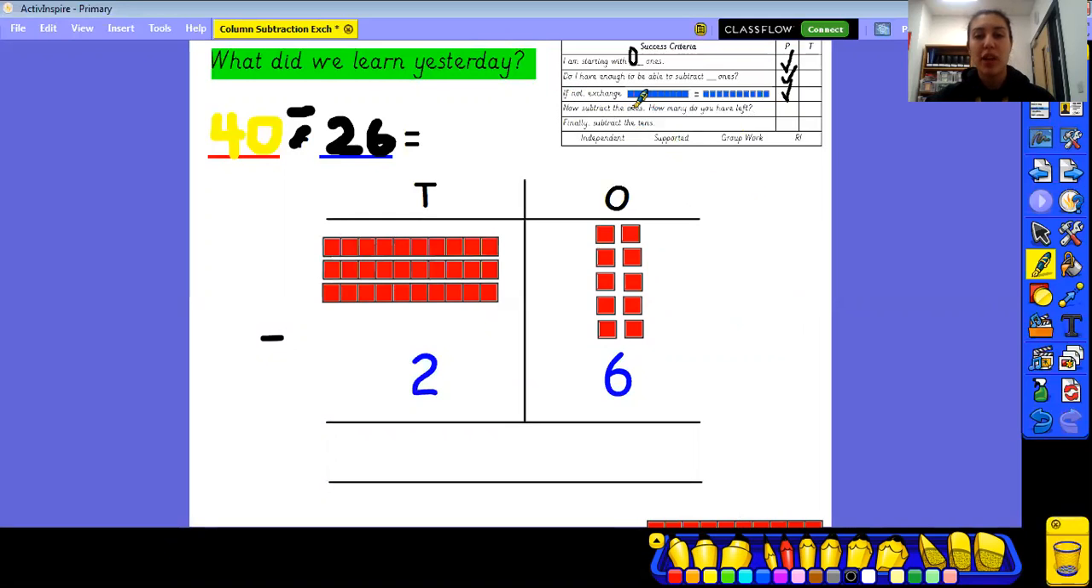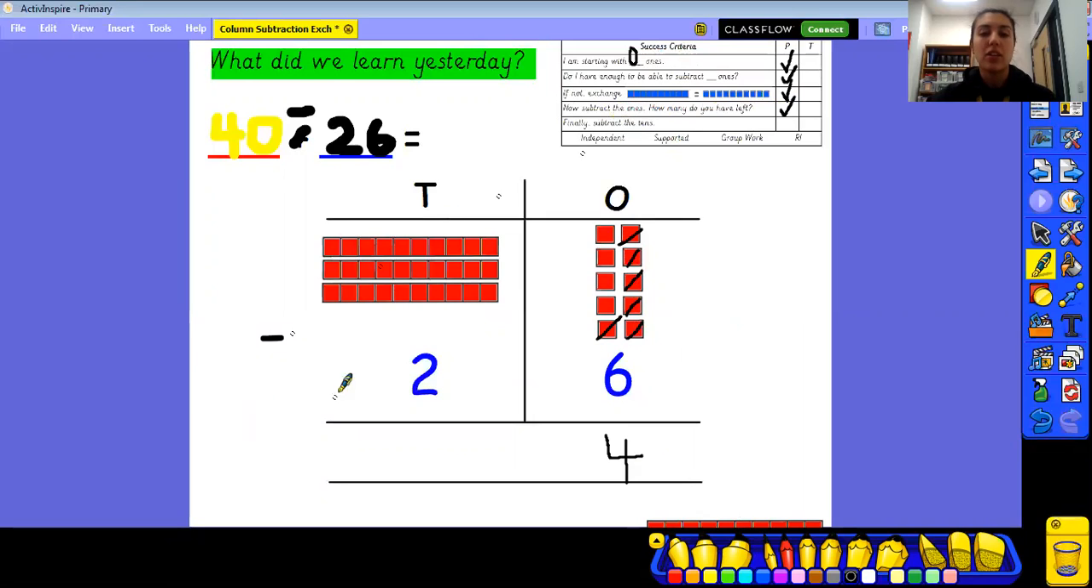So now subtract the ones, how many do we have left? So I'm starting with 10 ones, and I'm going to subtract 6 of them. If you know your number bonds to 10, then you will know that 10 subtract 6 equals 4. Well done.